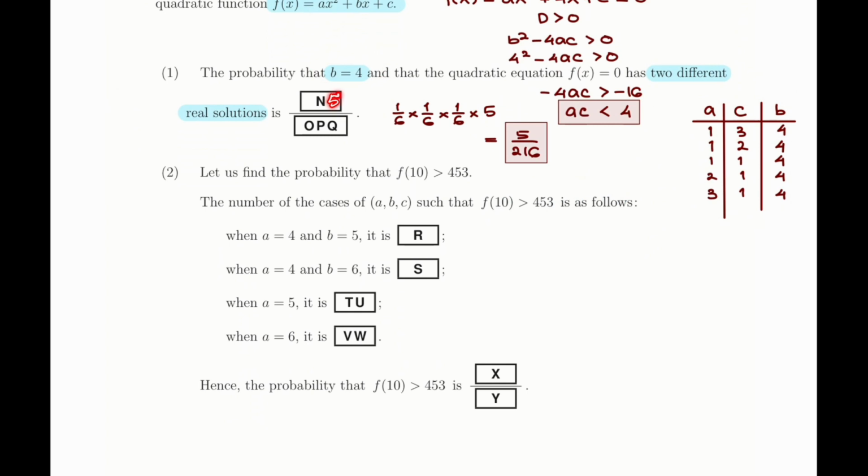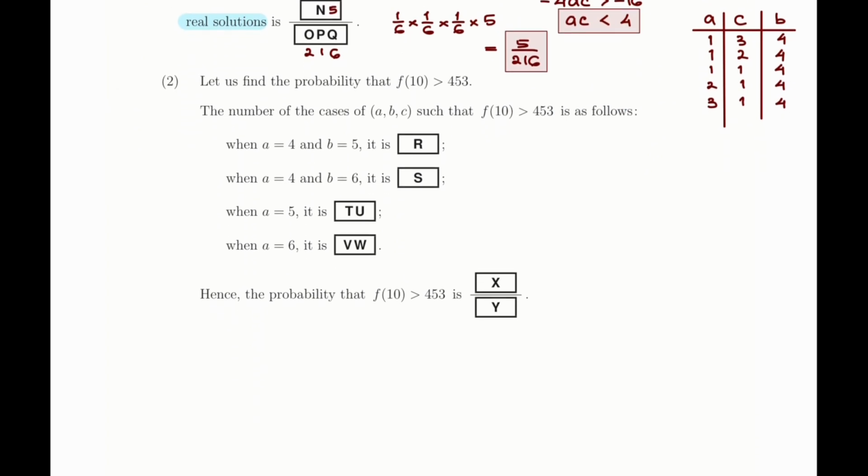N is 5, and then OPQ is 216. This is the answer for the first question. For the second question, let us find the probability that f of 10 is greater than 453.